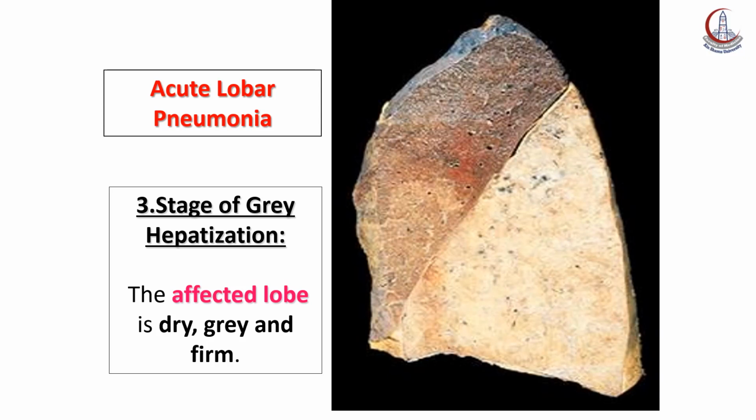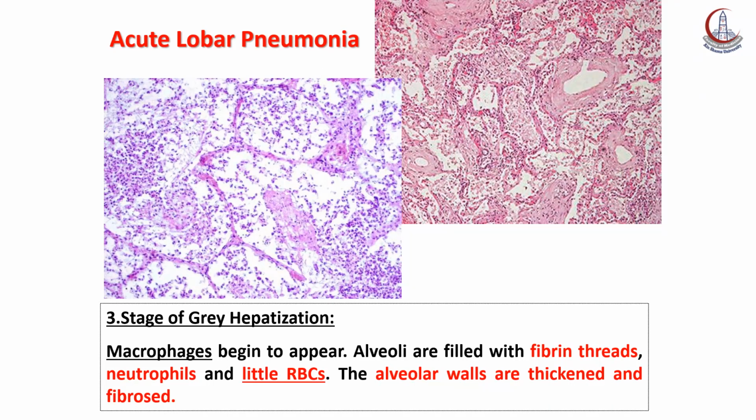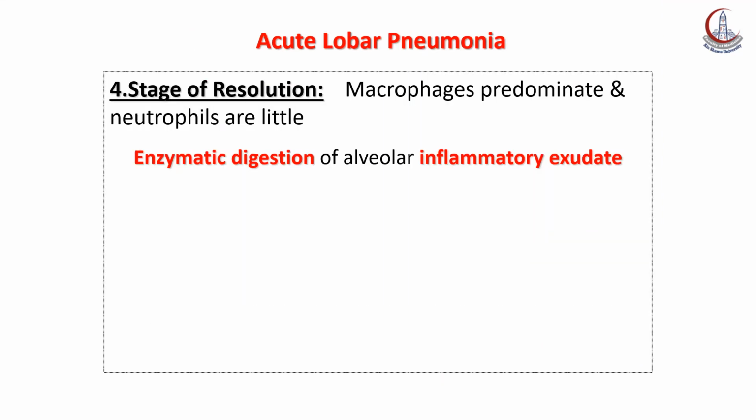In gray hepatization, the affected lobe becomes more dry, gray and firm, heavy also. It becomes grayish because there are no more excess red cells inside the exudate. Under the microscope, in the stage of gray hepatization, macrophages begin to appear. Alveoli are filled with fibrin threads and neutrophils with very few red cells. Alveolar walls are thickened with slight fibrosis.